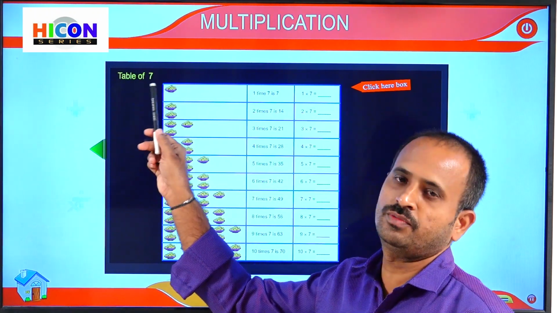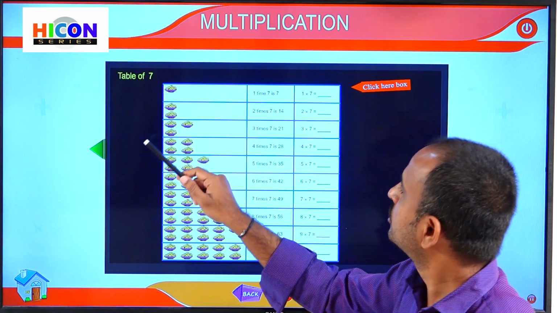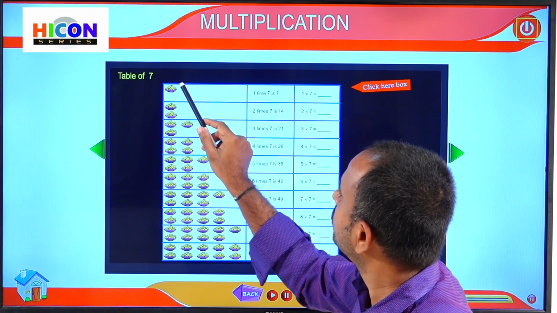So children, table of 7. So how to write the table of 7? So children, you are observing some sweets.